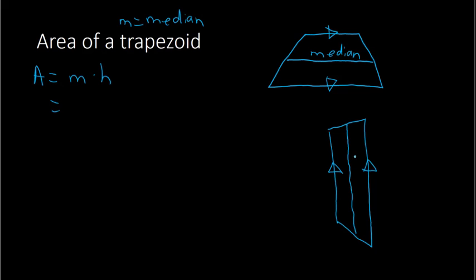Alright, so the median goes in between the two parallel sides. The two parallel sides are called bases. So that is one base. Here is another base. For this one that is turned sideways, in this case, the parallel sides are on the side. So the bases are on the side in this example. Alright, so the bases are the parallel sides, and then the median is in the middle.